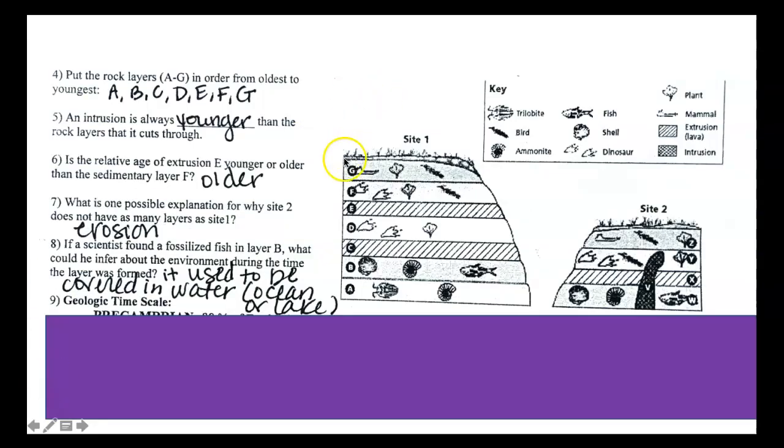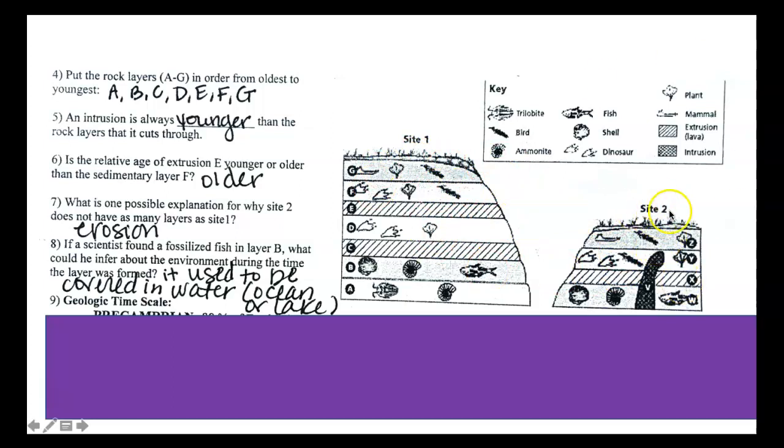Looking at this sedimentary rock layer, or this stratigraphy, it does have a few igneous rock layers in here. We've got some extrusions, so that is lava that's been deposited, and we have an intrusion right here, letter V. So putting the rock layers in order from the oldest to the youngest, the oldest is going to be at the bottom. So A, and we're just going to look at site 1 right here. So A would be the oldest, and then B, C, D, E, F, G would be the youngest. And that's because of the law of superposition.